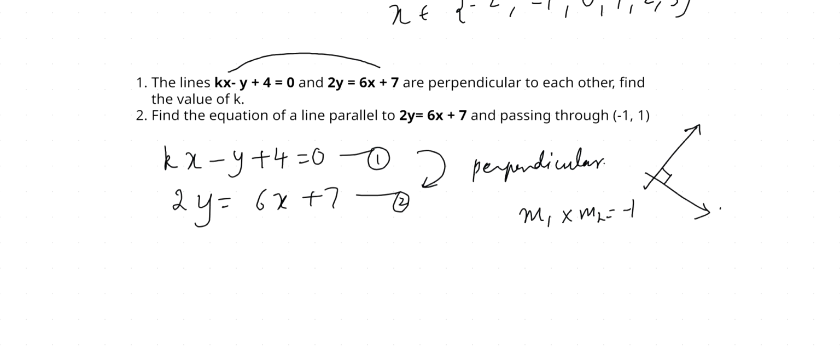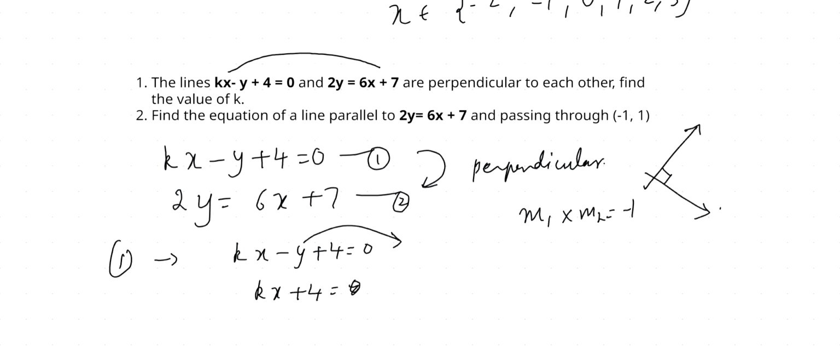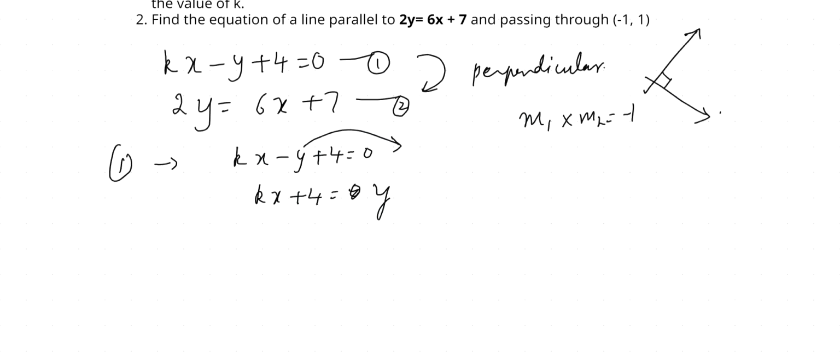Take the first equation, kx minus y plus 4 is equal to 0. Simply take y to the other side, so y is equal to kx plus 4. That is the y is equal to mx plus c form. So what is m, or m1 in this case? For line 1, we'll call the slope m1. m1 is k. We found the slope of line 1.